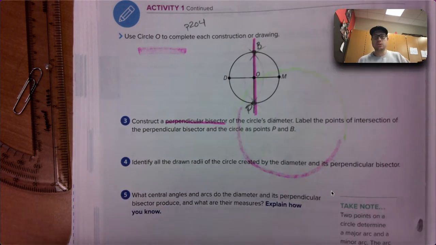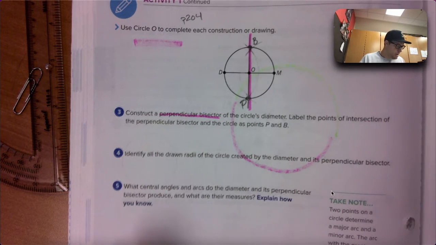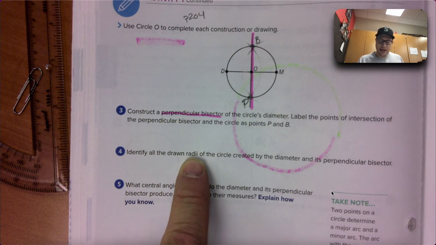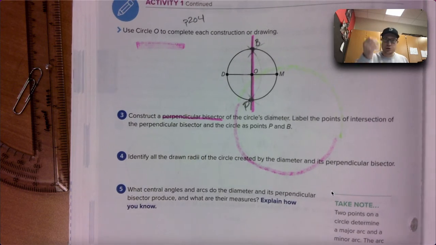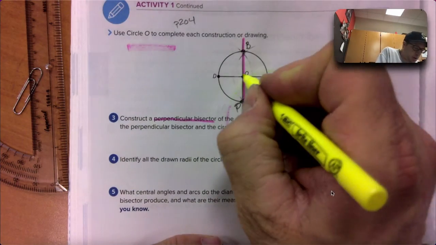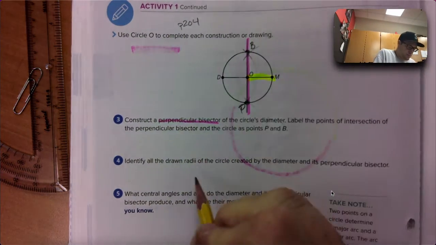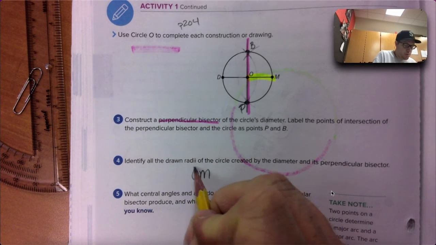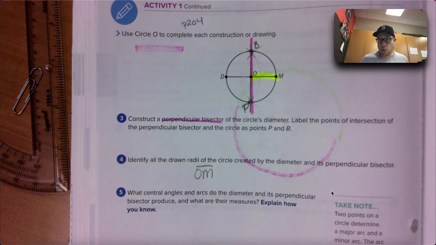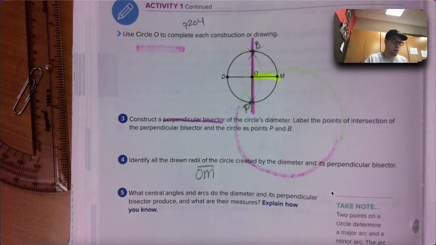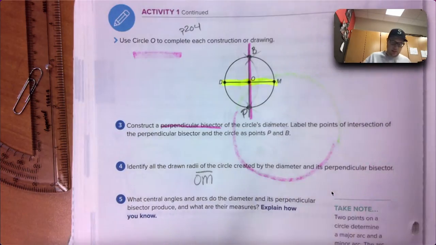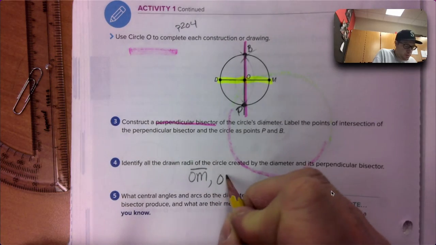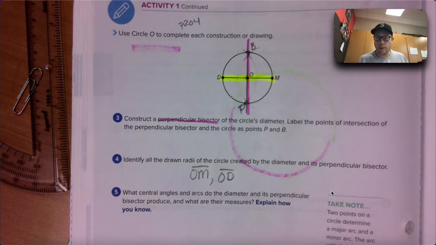Okay, identify all the drawn radii of the circle. So there are technically 4 radii that are drawn. Let me highlight them. There's OM. That's how we'll signify a radius. Radii is plural. There's OD. So there are 4, right? The other ones are OB and OP.